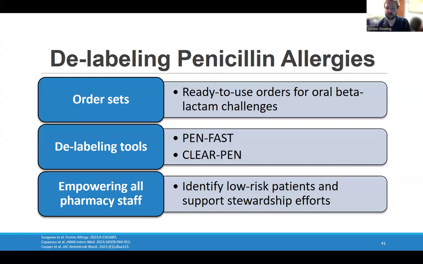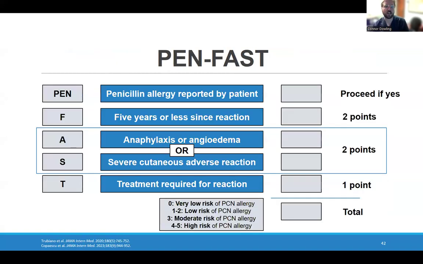And really, going from this, I did want to focus in on some of our delabeling tools that are used outside of Norton Healthcare, as well as the ones we use here. I did want to touch on that PinFast tool before we talk about what we do here. The PinFast tool is a tool that looks to assess our risk of penicillin allergy. And it uses a stepwise approach to get different scores to assess where we have a high or low risk of penicillin allergy.